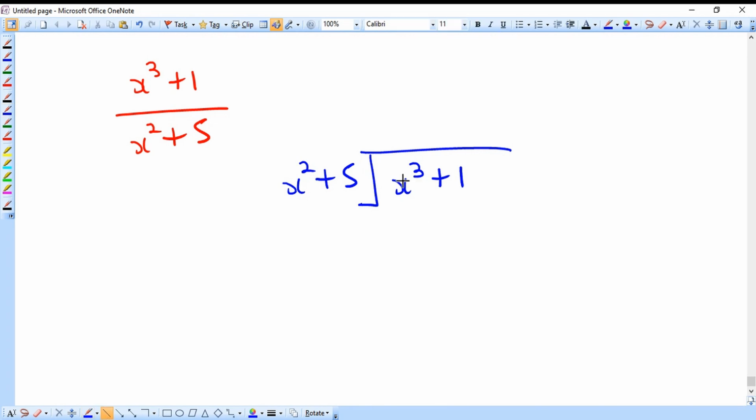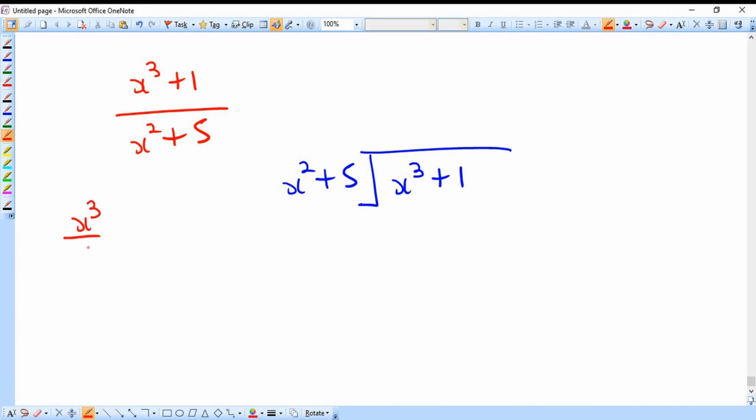The first step is the dividend should be in decreasing order of degrees. So here the power is 3, here the power is 0, so it's fine. And the divisor is also in decreasing order of degrees. So here the power is 2, here the power is 0. That is fine. The next step is the first term x cube divided by x square.